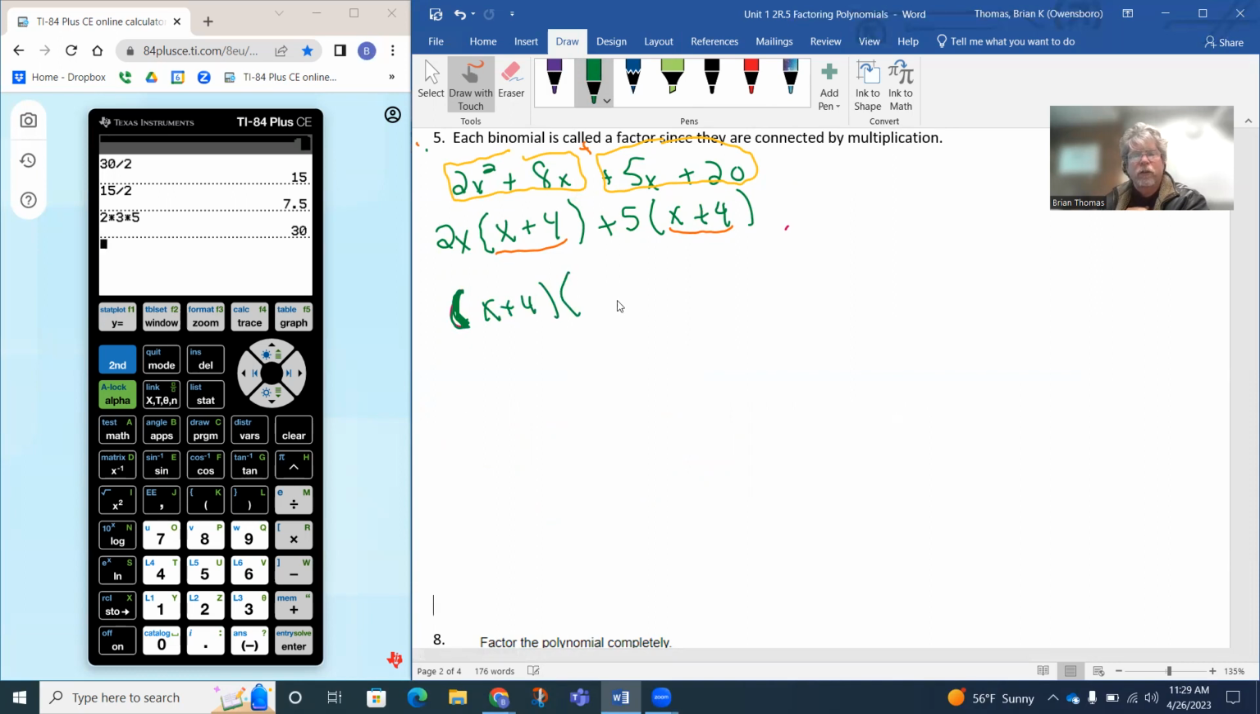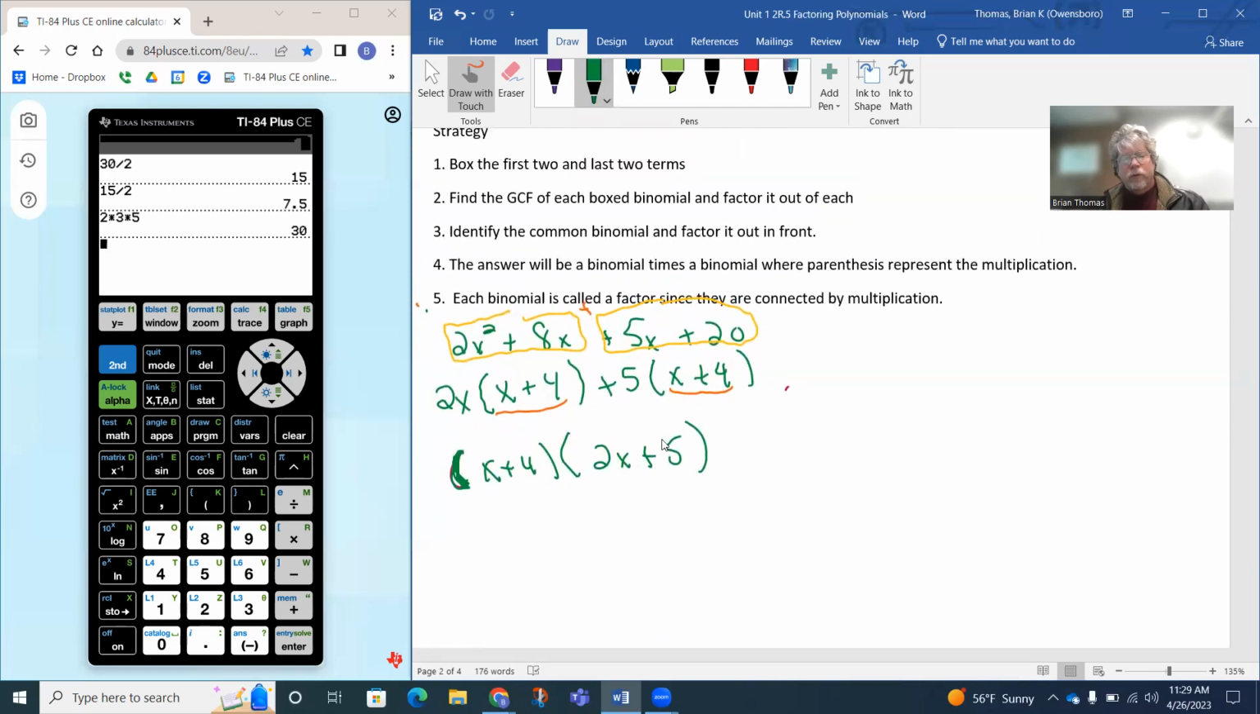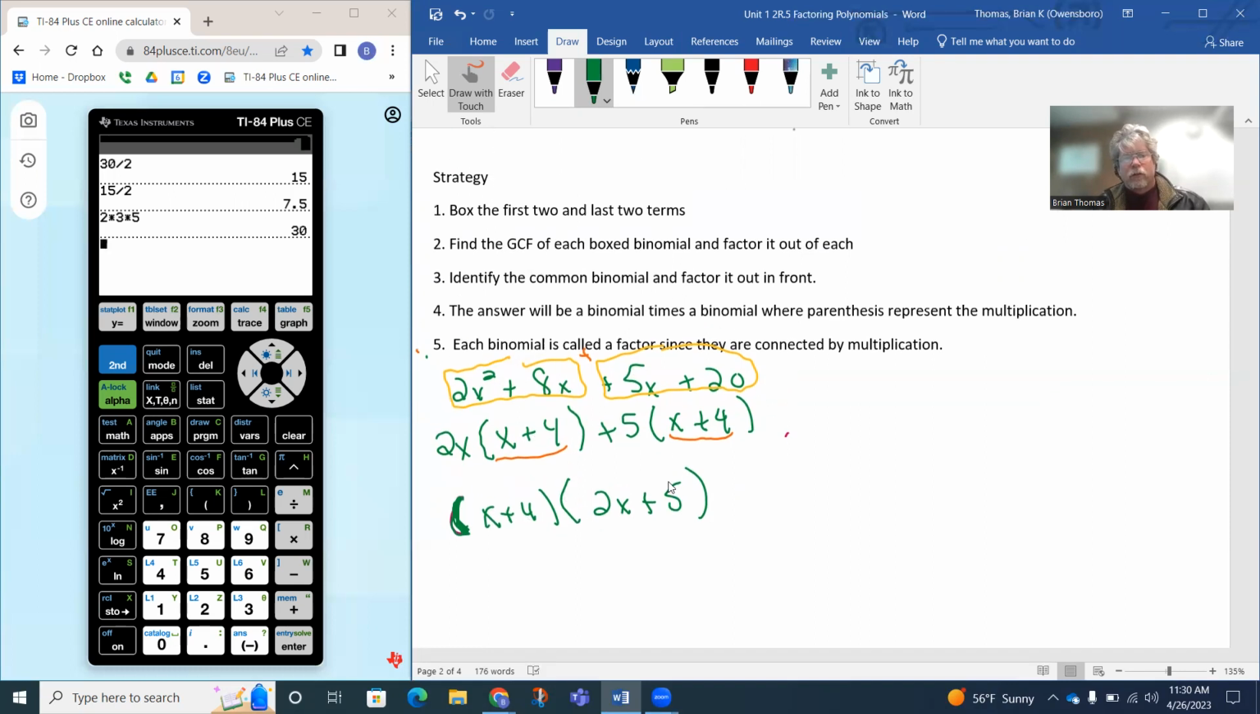Then what's going to be in the second set of parentheses is what's remaining, which is the 2x and the 5. That is now considered factored because it's a binomial times a binomial. That's what we're looking for. The answer should be a binomial times a binomial, and the parentheses represent multiplication here. So this x plus 4 is being multiplied by the 2x plus 5. The things in parentheses are called factors. The x plus 4 is a factor, and the 2x plus 5 is a factor, because remember, factors are connected by multiplication. That takes care of example number 5.